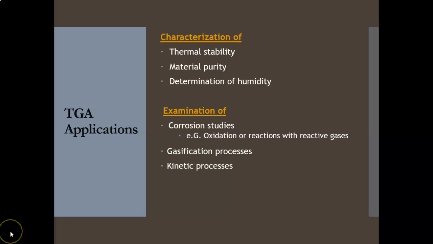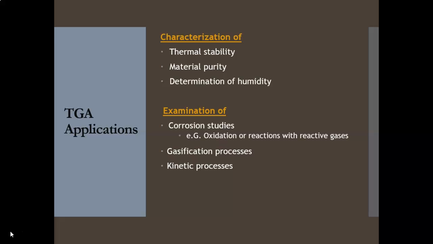Now we proceed with TGA application. Characterization refers to the general process by which a material's structure and properties are measured. So, for TGA, it can characterize three important things. First, the thermal stability, which is the ability of the material to withstand high temperature. If it can withstand high temperature, it means it is more stable, so it is quite difficult to decompose.